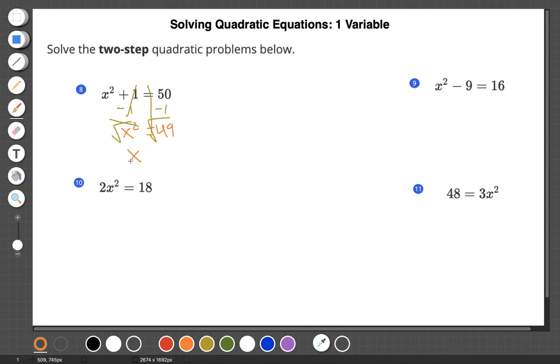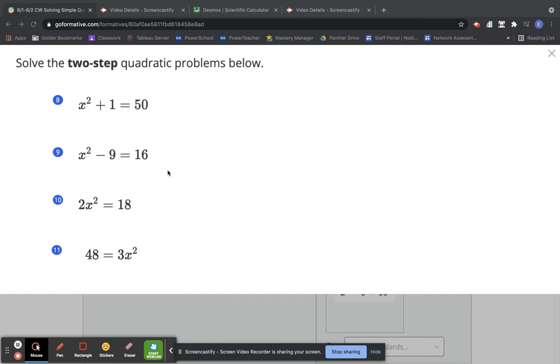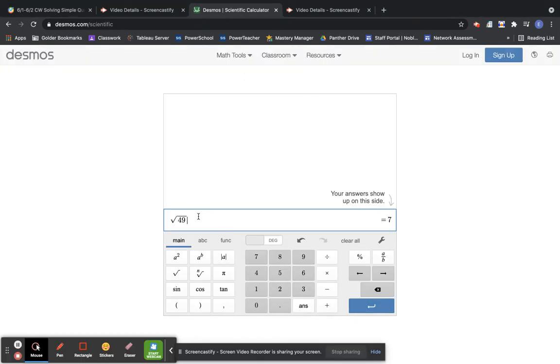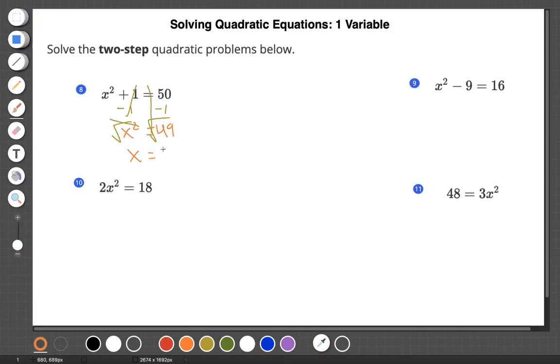Well, it's x equals the square root of 49. If you don't know, you go to your trusty calculator. And that's actually the same problem we just did a little bit ago. Square root of 49. It's right here. Square root of 49 and it equals 7. So x equals 7. Boom.